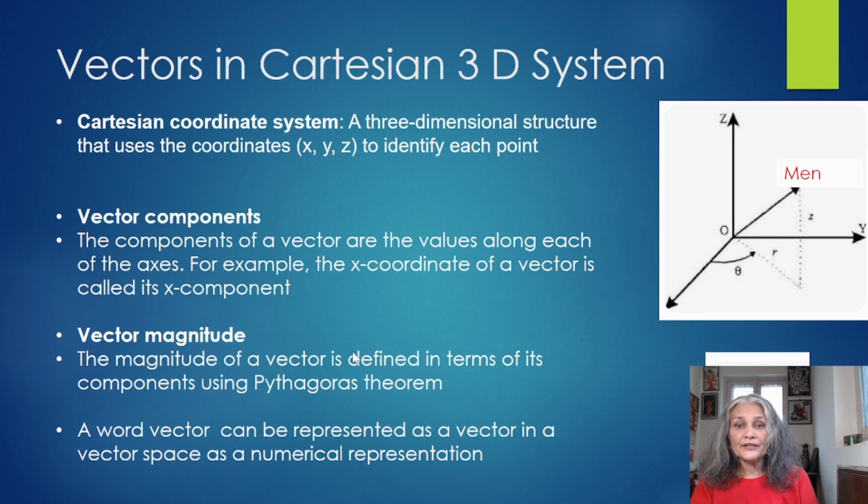The vector magnitude is the length of this vector, and it is defined in terms of its components using the Pythagoras theorem. All right. So a word can therefore be represented as a vector in a vector space, as a numerical representation. I put a little small image of a word vector with thousands of components or dimensions.